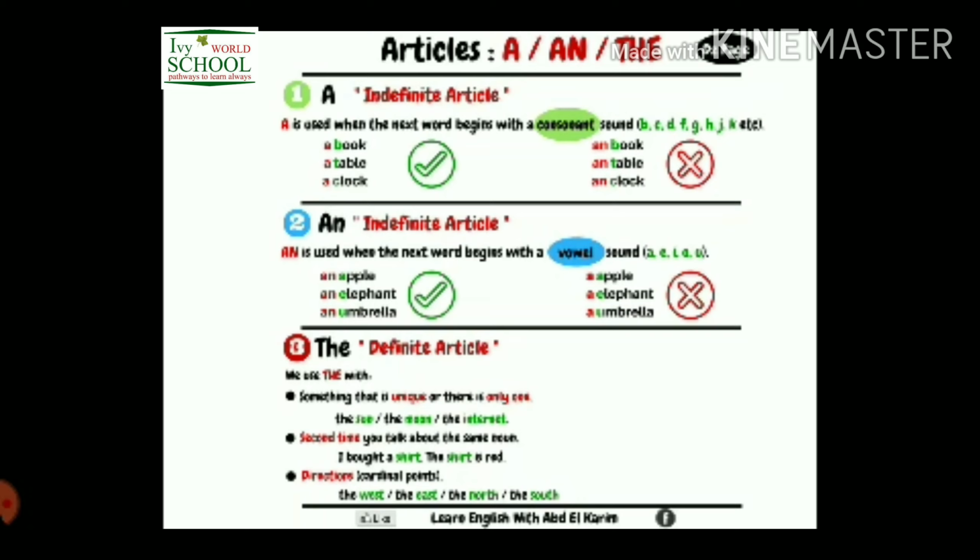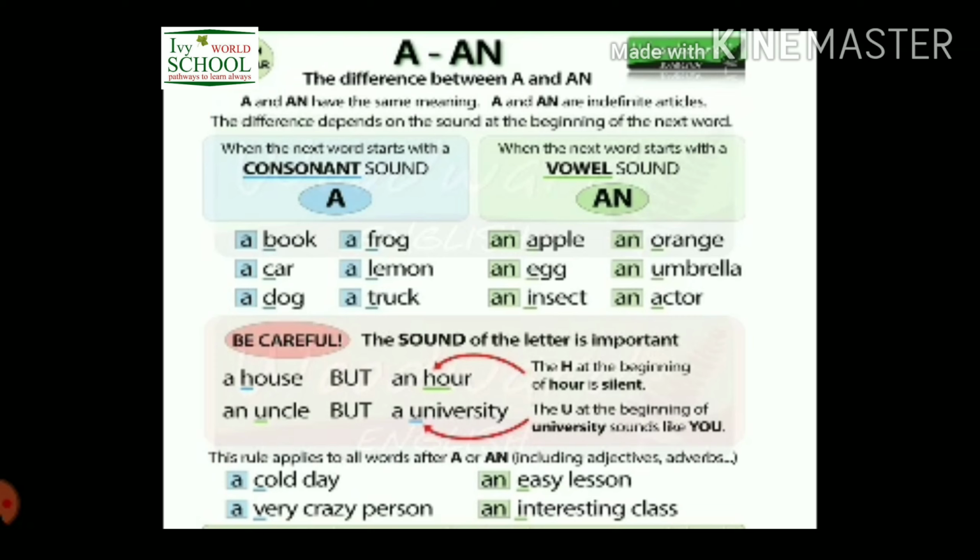Now let's have a look at this picture. Here you can see it is written a university. U, as you can see here, is a vowel. But if you check the sound, it gives the sound of 'yu'. University. So you have to check the sound before placing an article. If you place an university by checking the letter, it becomes wrong. So it is a university if we check the sound.